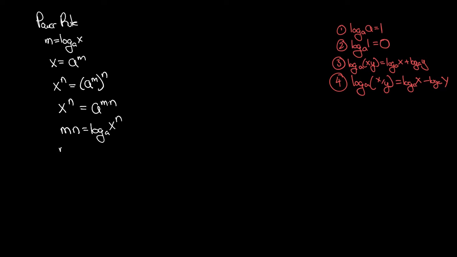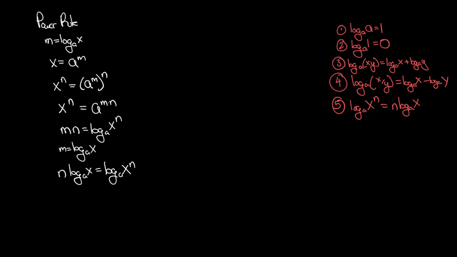But we also know that m is equal to the log base a of x. And so in this case, n log base a of x is equal to the log base a of x to the power of n. So what we've proven here for the fifth rule is that log base a of x to the power of n is the same thing as moving that n over to the front: n log base a of x.